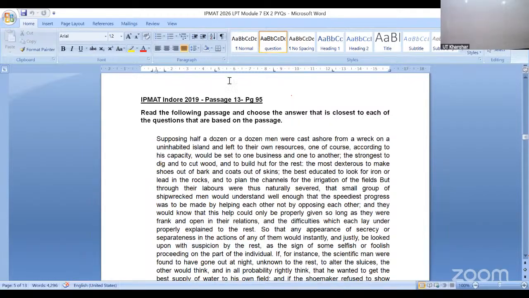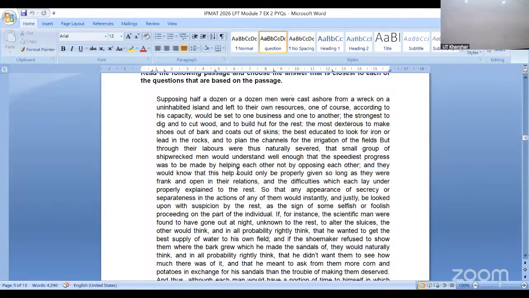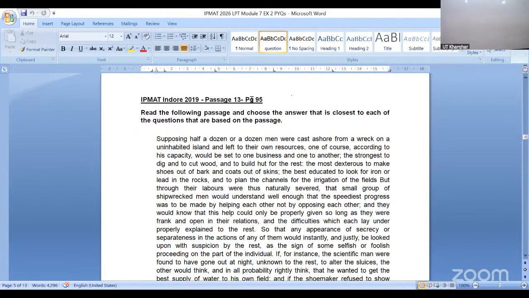Now we come to passage 13, page 95. This is also an IPM indoor passage. So you people can do this, and this time I'll tell you to stop at 6 minutes. Okay, so please hurry up. I'm sorry, can you repeat the passage number? Passage number 13, page 95.